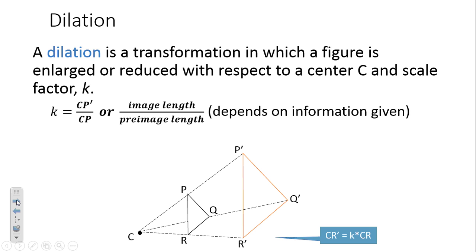So you always want to write the new divided by the old. Pre-image over image means take your new length divided by your old length. Okay? Everybody good? Very good.